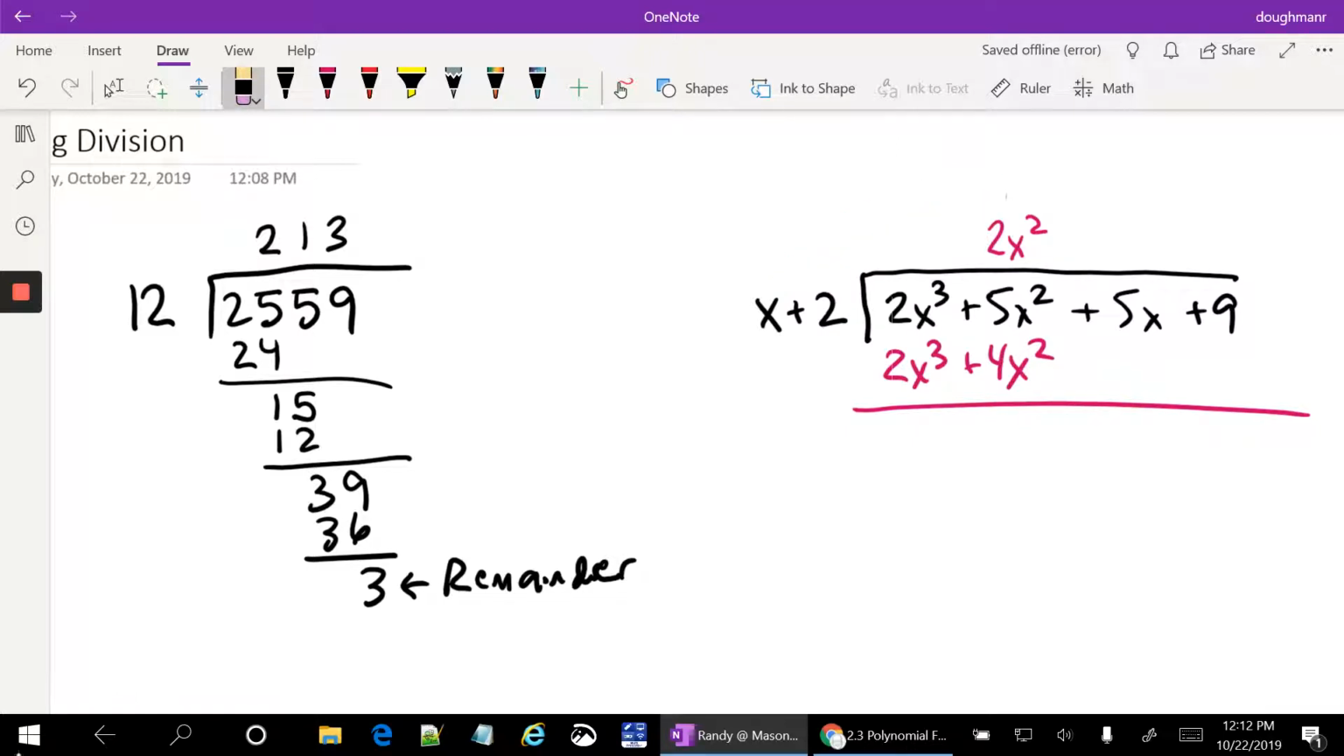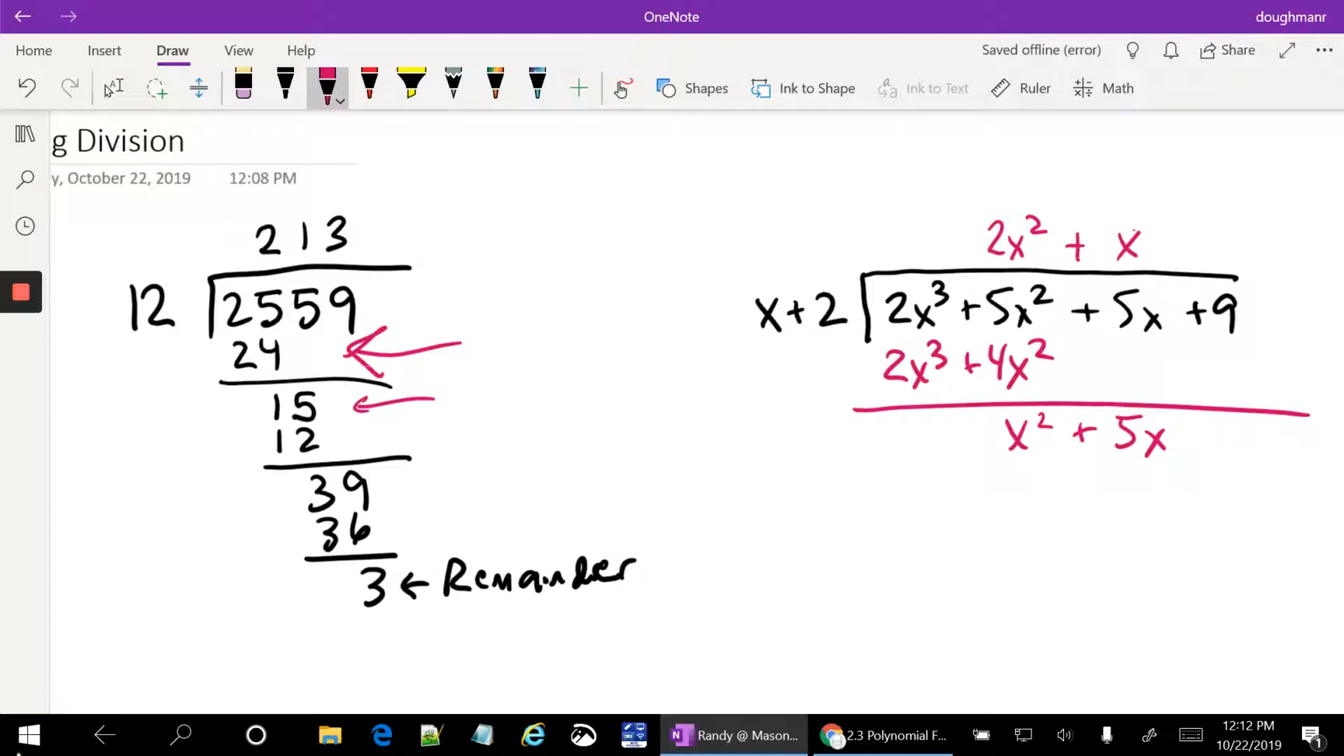Notice it's the same kind of thinking as over here. Notice that 24, where the 2 and the 4 show up to the right. So let's subtract. And now over here, I'm going to have 1x squared, and then I'm going to bring down the 5x. Very similar to what I did there. So now, let's see. I believe it's just a 1x.